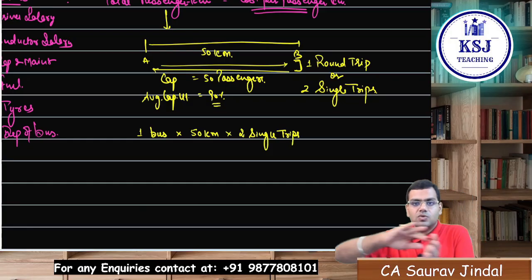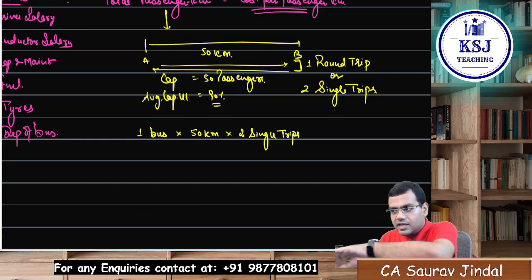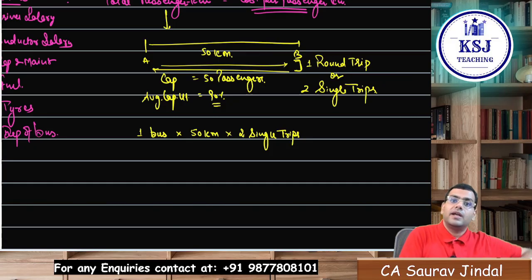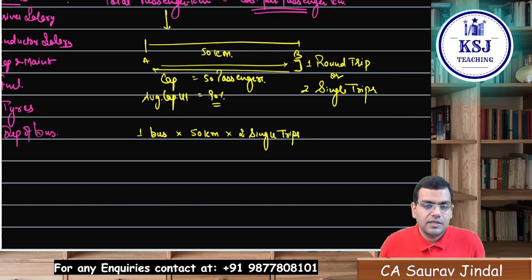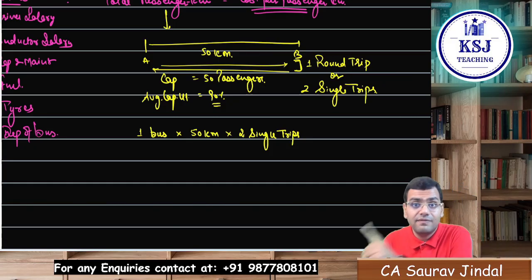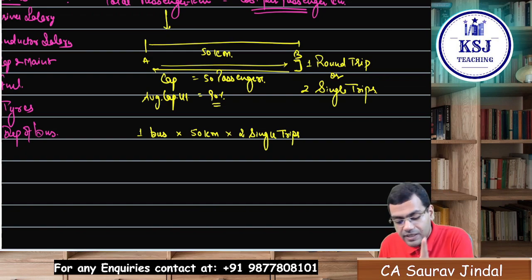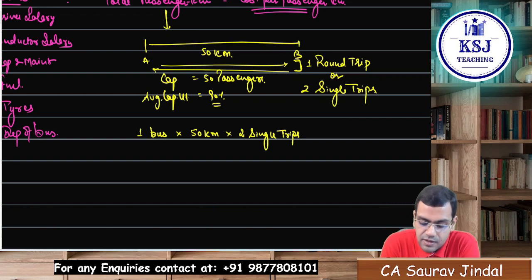50 kilometers one side from A to B, then again 50 kilometers from B to A, total 100 kilometers. 50 kilometers is the one-way distance, so we have two single trips of 50 kilometers. Clear? This is for one day, sir.